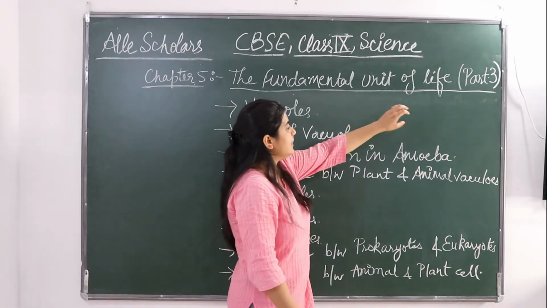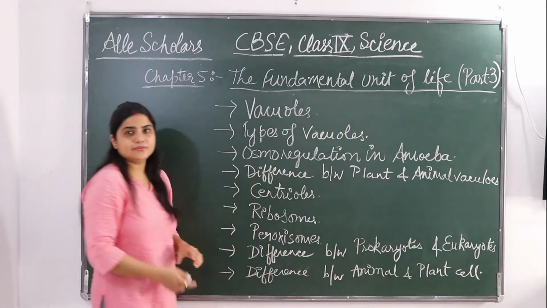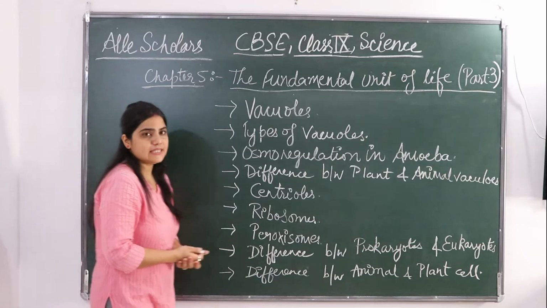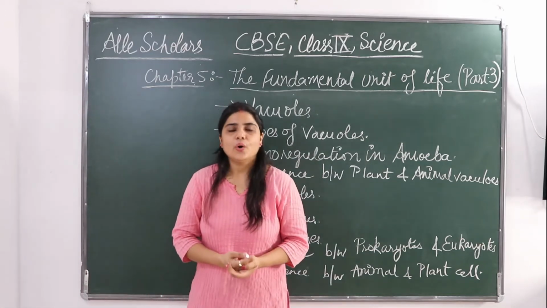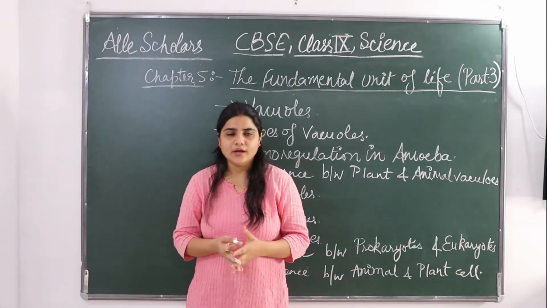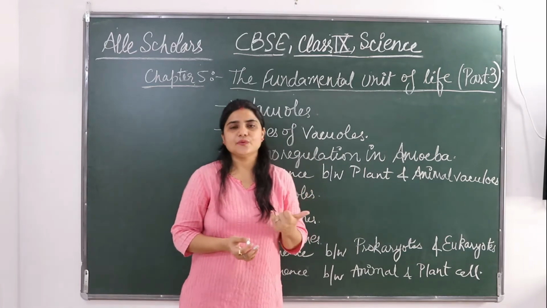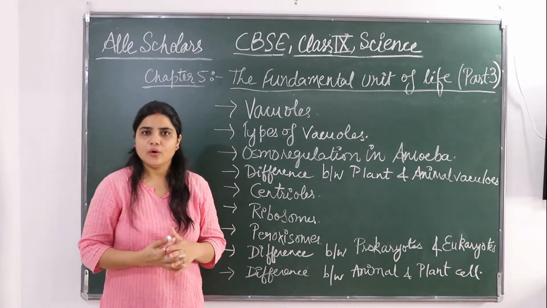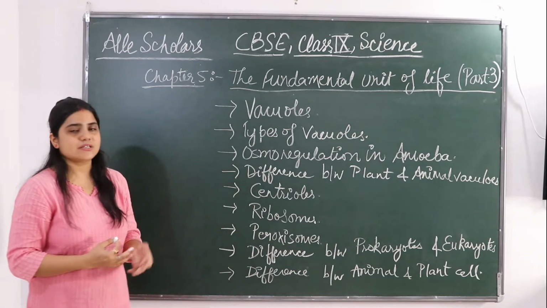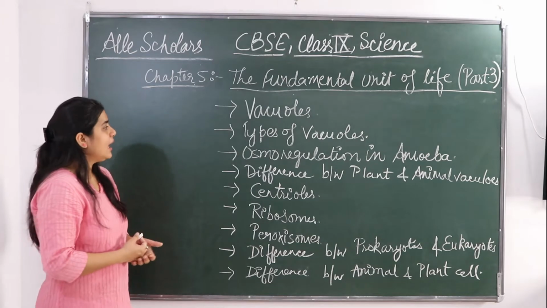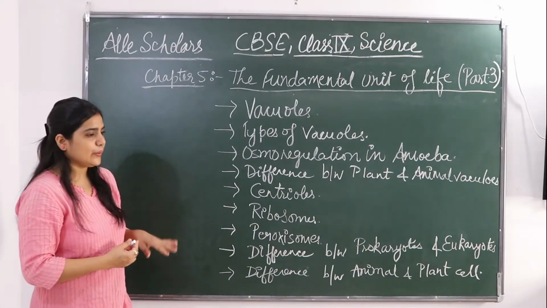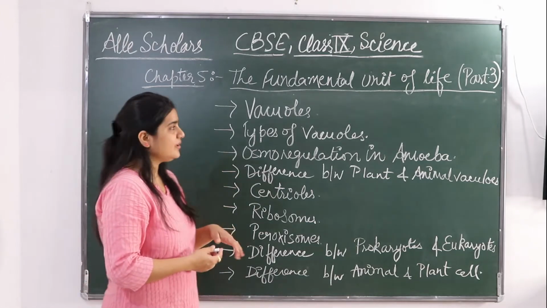So today I will be taking the third part of the chapter, the fundamental unit of life. It is the fifth chapter from class 9 science CBSE board. Okay, so we have discussed a lot in my past two videos. If you go through them, you will find that we have discussed many cell organelles and many things about the cell. But some of the cell organelles were left, which we are going to discuss today in part 3.